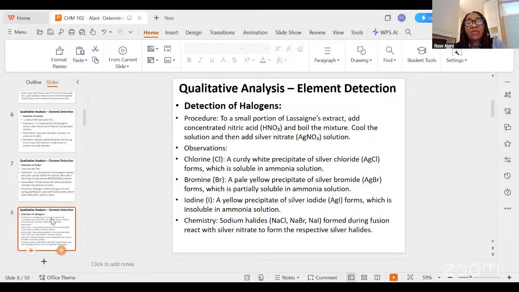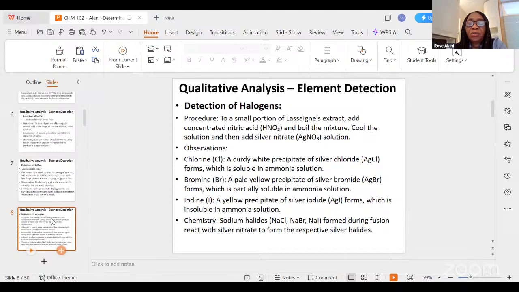For detection of halogens, you will still use a small portion of the Lassaigne's extract, add concentrated nitric acid, boil the mixture, cool it, and then add silver nitrate solution. The observations here will tell you what particular halogen is there. If you have a white precipitate of silver chloride, which is soluble in ammonia solution, then that is chlorine.